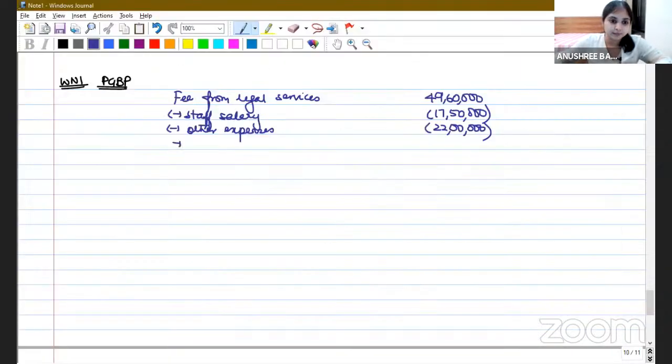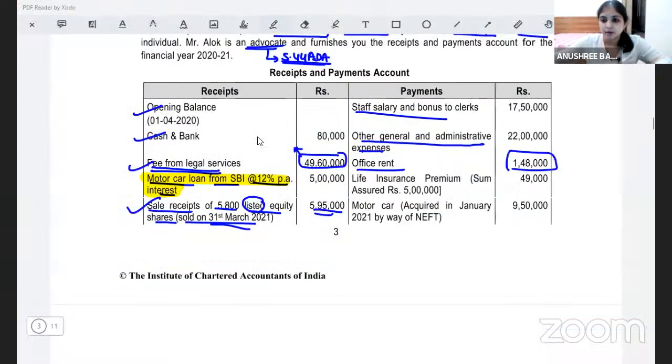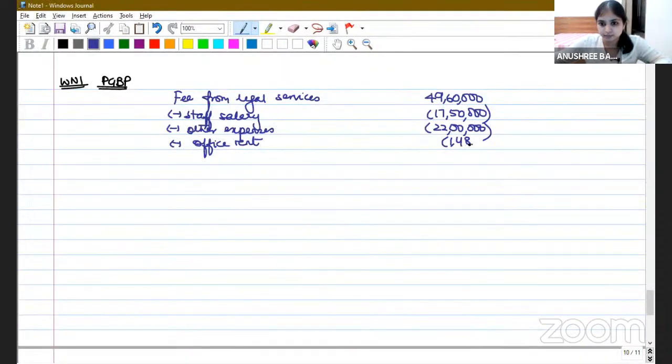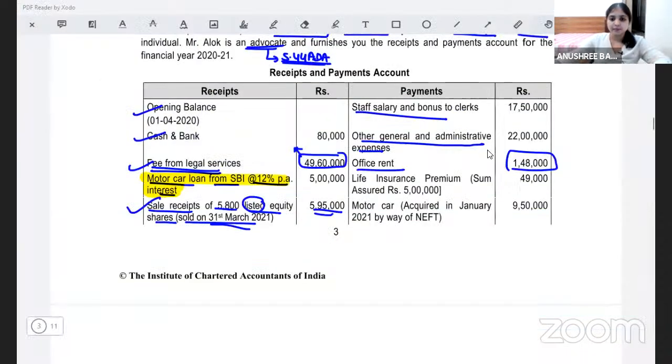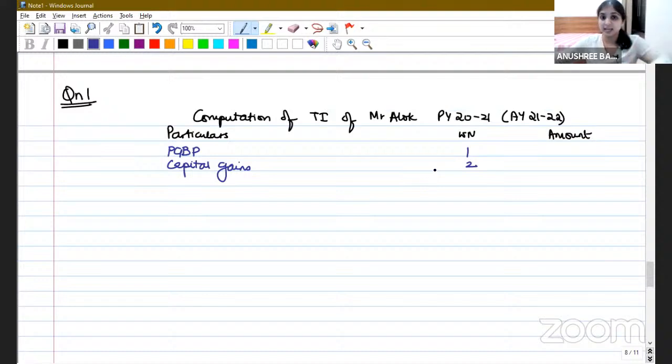Then office rent. So subtract office rent. How much office rent is my assessee incurring? 1,48,000. Subtract that. Then the assessee is paying life insurance premium. Sum assured is 5 lakhs and he's paying 49,000. At the maximum, you can pay 10% of your sum assured as life insurance premium. 10% of 5 lakh is 50,000. He's paying well within 50,000. Hence, seems to be fine. Life insurance premium will go to which section? This will go to section 80C.